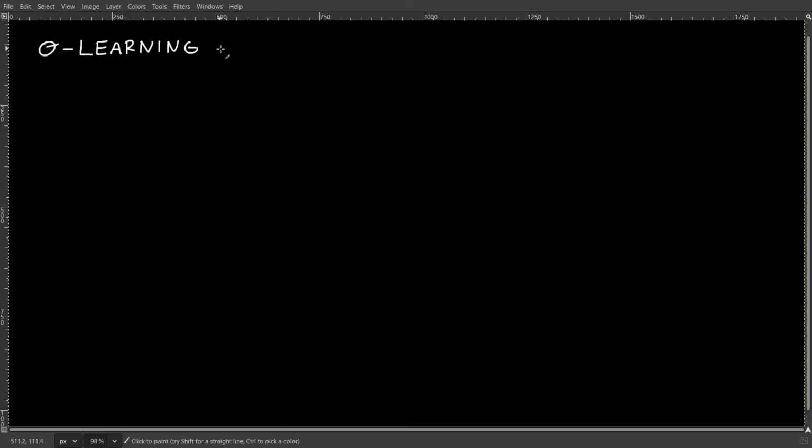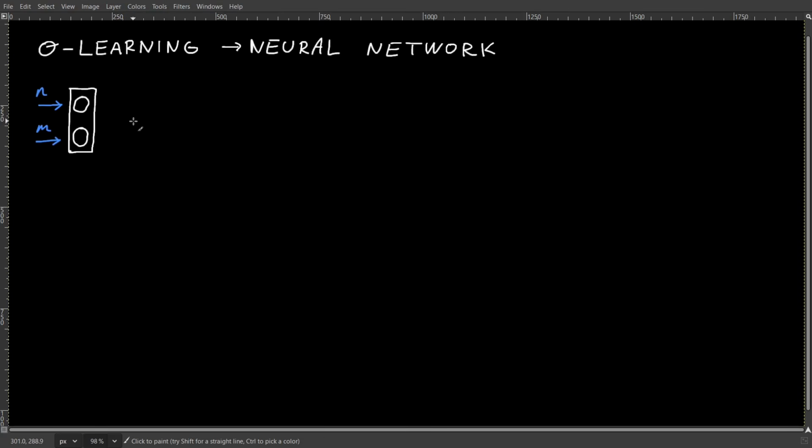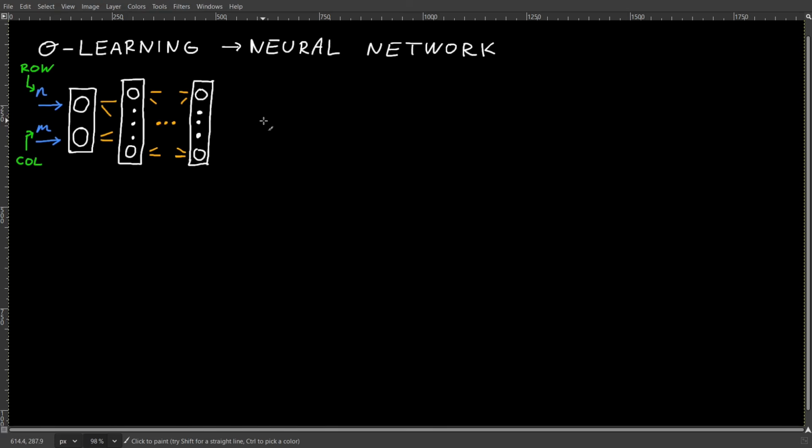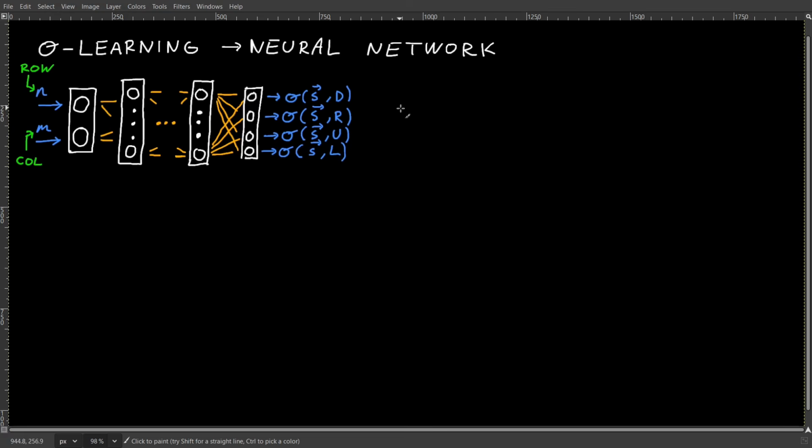But now, it would also be interesting to convert this grid world problem to a neural network form. One way this could be done is by having a neural network with two input neurons, one for each component of the state. This would be a row, and this would be a column in the grid world. Then we would also have some hidden layers, and then each output neuron gives you an estimate of the Q value for each action that you take considering that state.